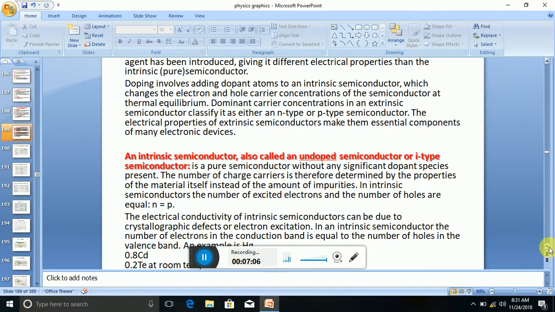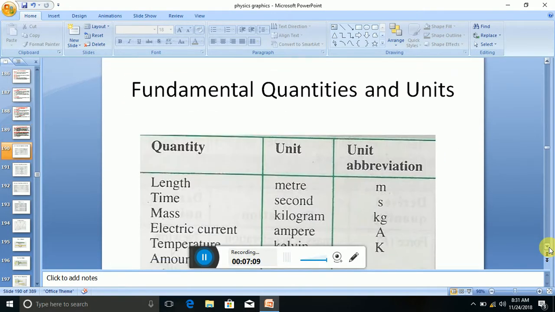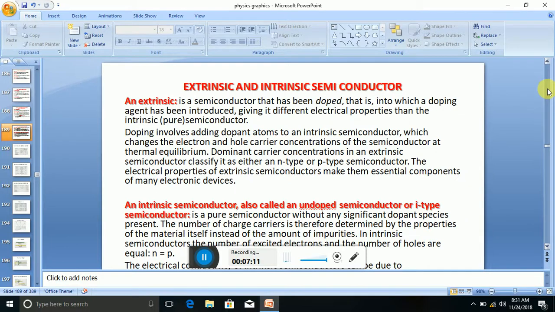So that is actually what we are supposed to know in this. In subsequent classes, we are going to go deeper.